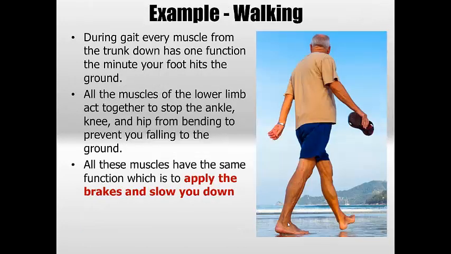An example would be during gait, walking. Every muscle from the trunk down has one function the minute your foot hits the ground. All these muscles are trying to act together to stop the ankle, knee and hip from bending, to prevent you from falling to the ground. So all these muscles have the same function, which is to apply the brakes and slow down.